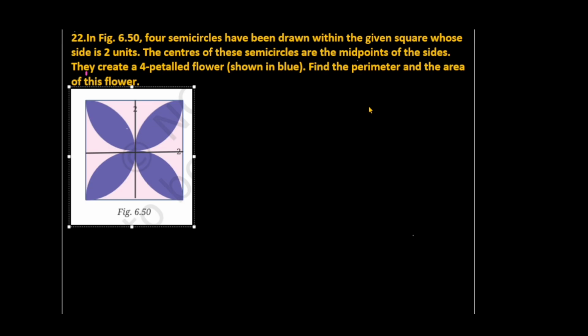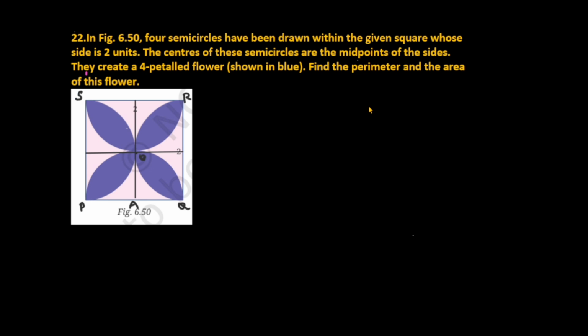Now, say this is O. This is the center of the petal. It is given midpoint. So, if we name the midpoints A, B, C, D, and P, Q, R, S is the square, the length of PQ is 2 units. So, the length of AQ is 1 unit. This is 1 unit, this is 1 unit. So, OA is also 1 unit. So, everywhere this is also 1 unit, 1 unit, like this.